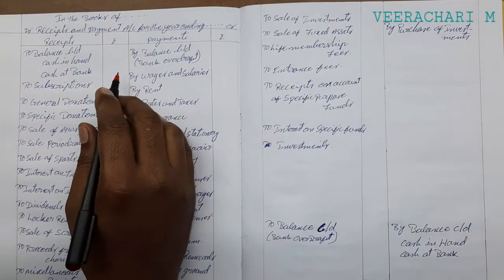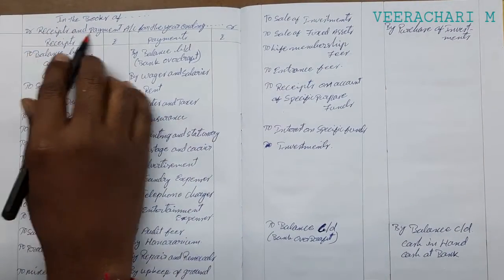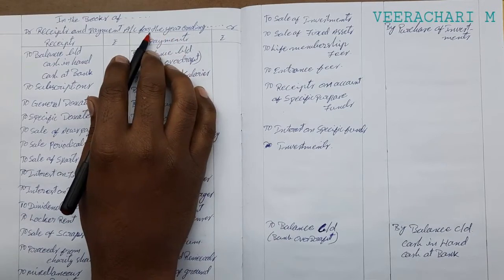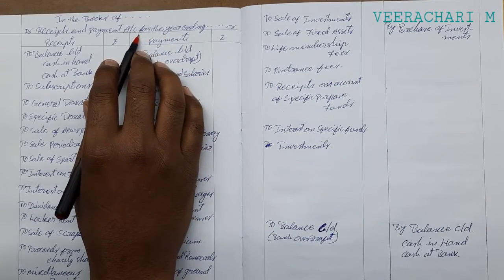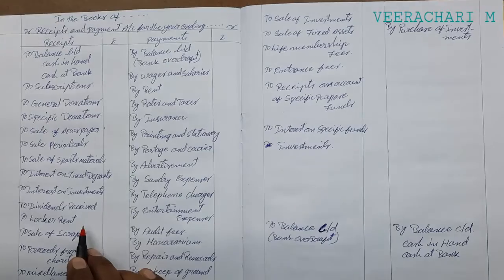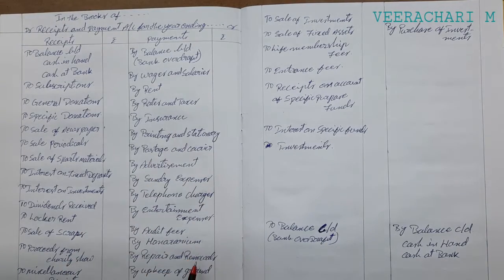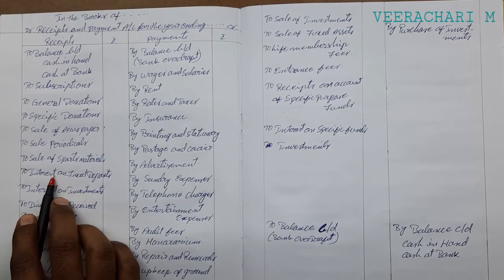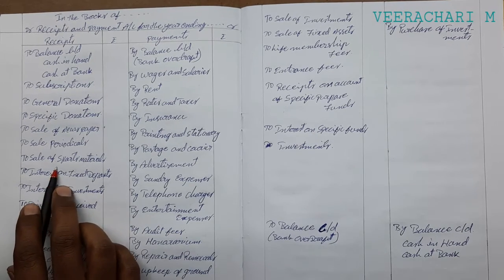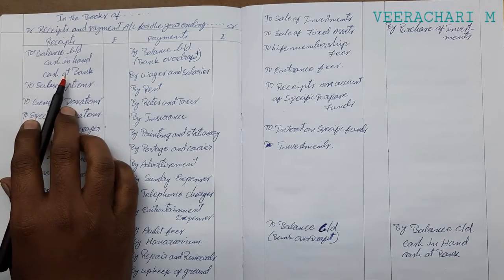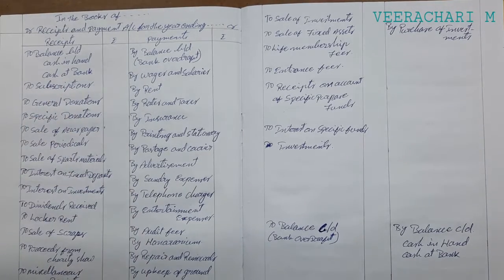From the non-profit organization chapter, there is the receipts and payment account format. In this non-profit organization there are various receipts and payments. They may be cash receipts or receipts through cheque. Any amount received by cheque also comes under receipts. That is the key point in this.